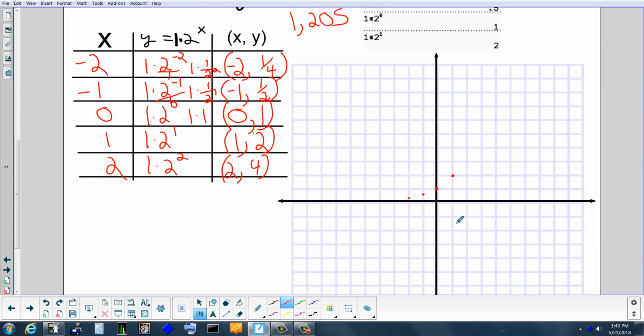Now I'm on the positive side. Plus 1, up 2. And then, what's my last one I've got to graph? 2, 4. Over 2, up 4. Now, based on how that looks, how do I know I did my graph correctly?